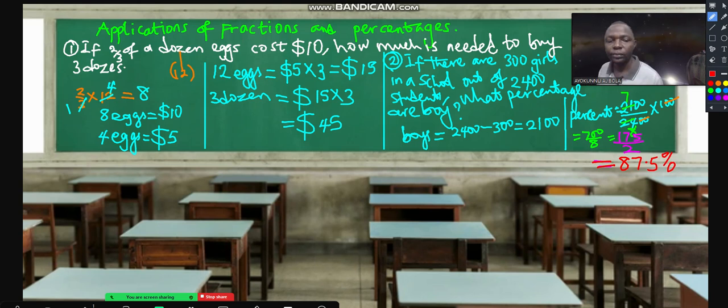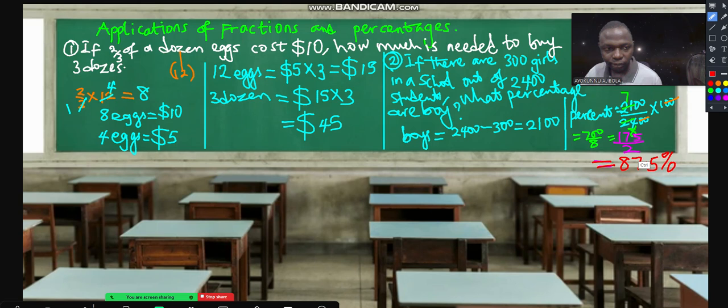And it makes sense, because if 50% of the school are boys, then the number of boys and girls should be the same. But the number of girls is just 300, while the boys are 2,100. So way more, like 80%, close to 100%.